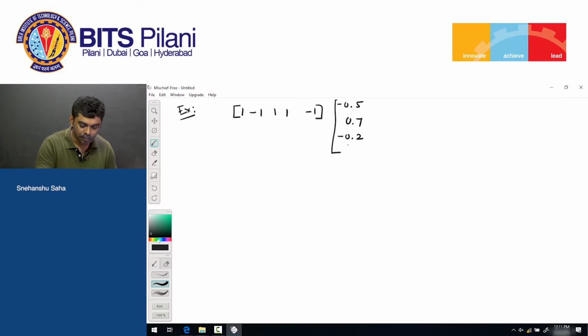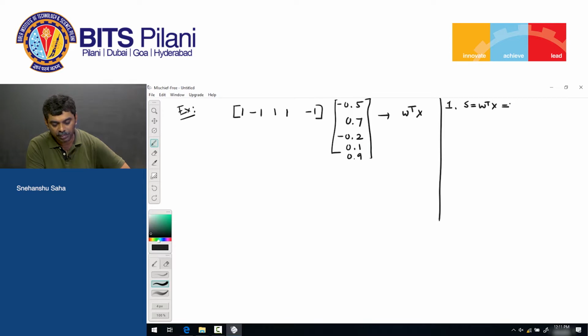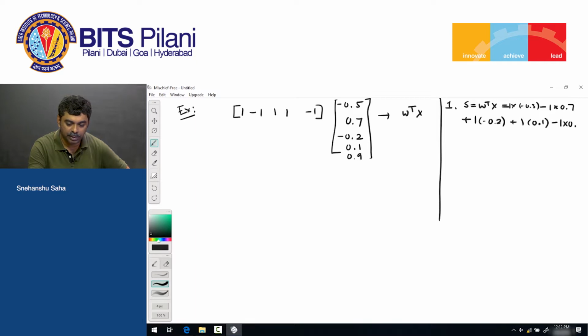And so this is nothing but my W transpose X, where W is the weight vector and X is the input vector. Okay, all right. So I sort of recreate the perceptron learning step by first computing W transpose X. So S is W transpose X, and it is nothing but the column vector multiplication. So 1 times minus 0.5, minus 1 times 0.7, plus 1 times minus 0.2, plus 1 times 0.1, minus 1 times 0.9.